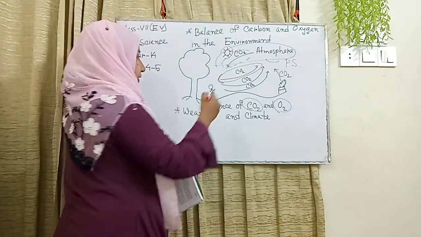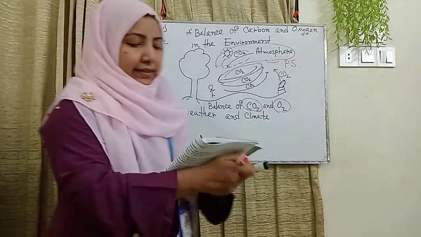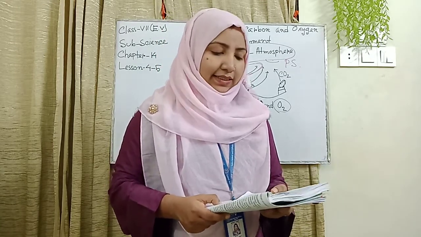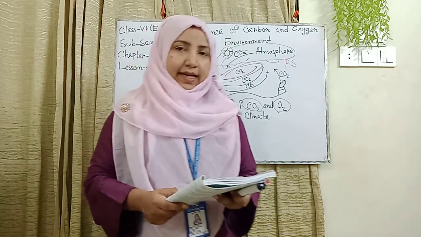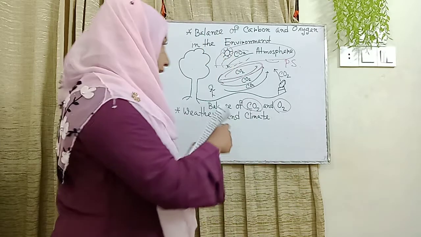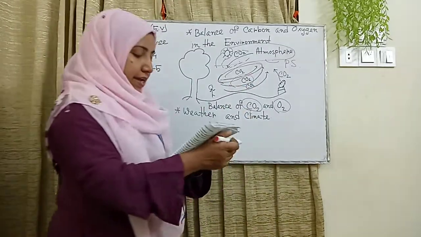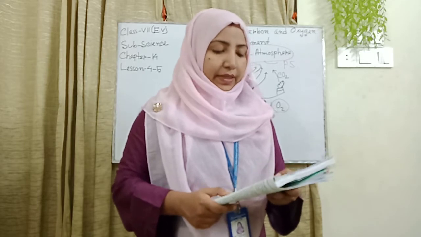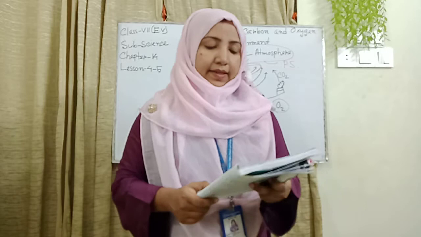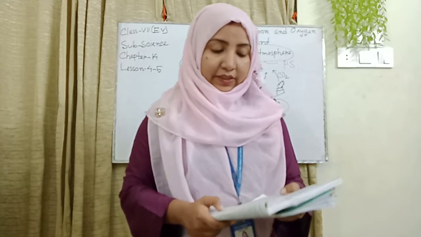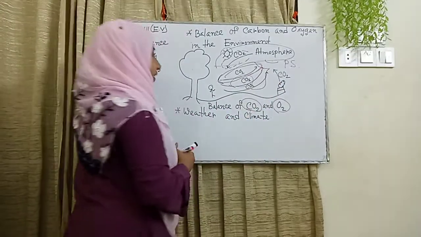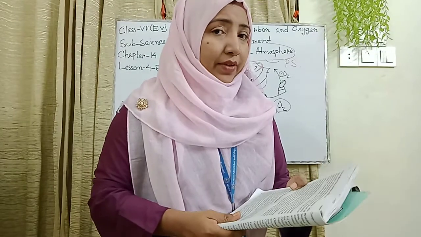Firstly, plants and animals at the time of respiration break down glucose to produce energy, using oxygen from the atmosphere, and release carbon dioxide. Secondly, when whole plants and animals are burnt, carbon dioxide is produced and mixed with the atmosphere. Thirdly, when plant and animal bodies are decomposed by bacteria and fungi in the soil, they release carbon dioxide.